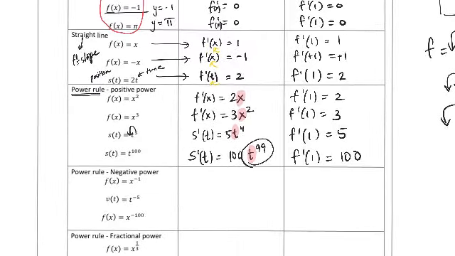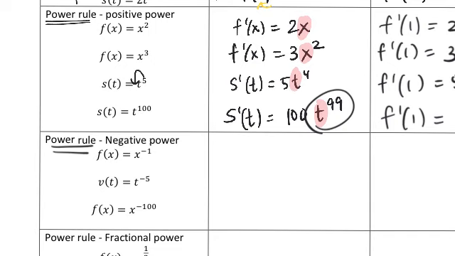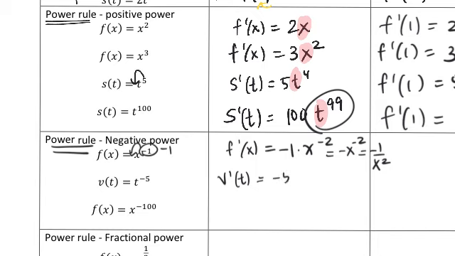When you have a negative power, the power rule still works, but you need to be a little careful. If f of x is x to the negative 1, f prime of x is, bring this down, negative 1, and then reduce the power by 1, so x to the negative 2. This is negative x to the negative 2, which we can rewrite as negative 1 over x squared. If v of t is t to the negative 5, v prime of t is negative 5, bringing the power down, t to the negative 6, which can be written as negative 5 over t to the 6.